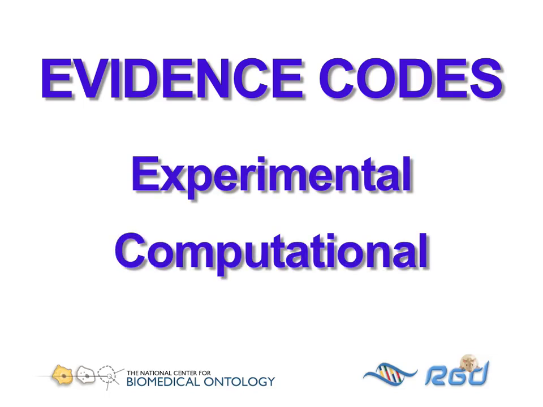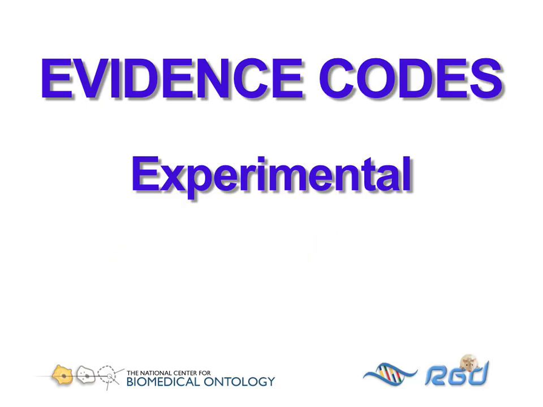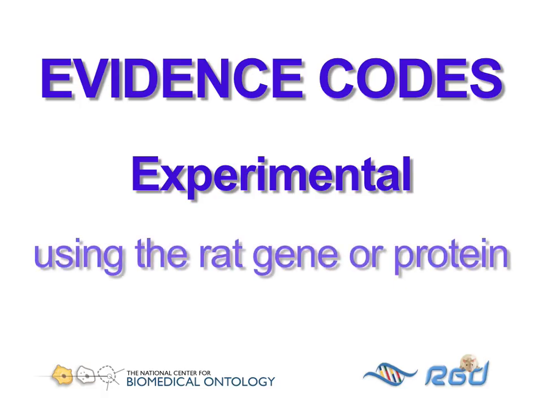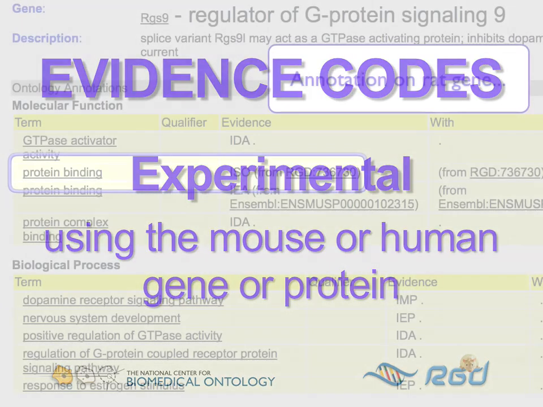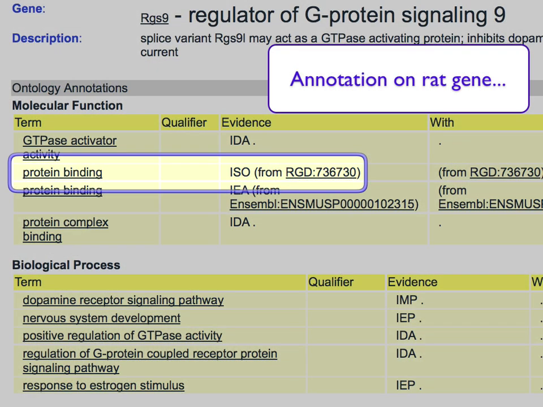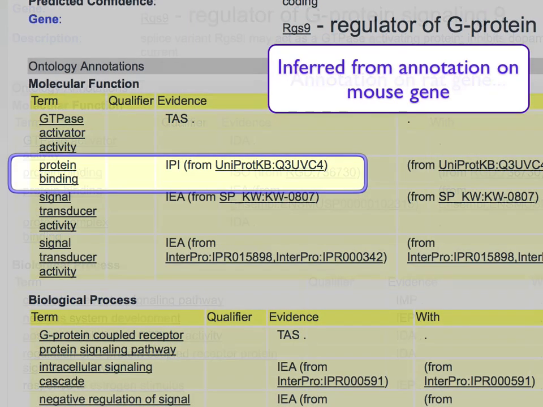Taking rat genes as an example, the group based on experimental evidence would include annotations made to rat genes based on experiments done using the rat gene or protein, as well as experiments done on the corresponding gene in mouse or human. In the latter case, it is inferred that the rat gene does the same thing based on its similarity to the gene in the other species.